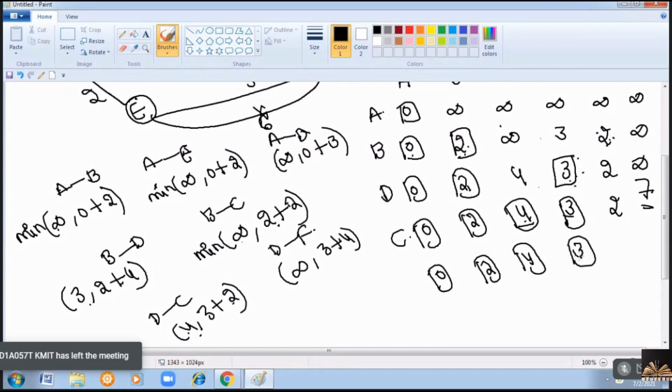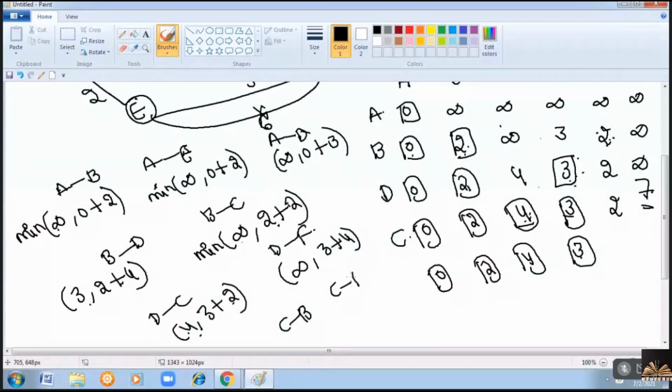Now consider which is marked, C, right? So from C, which is connected directly, B is connected and F is connected, but B is already marked as permanent, so you cannot consider this edge. And E is not connected, so there is no change in E value.